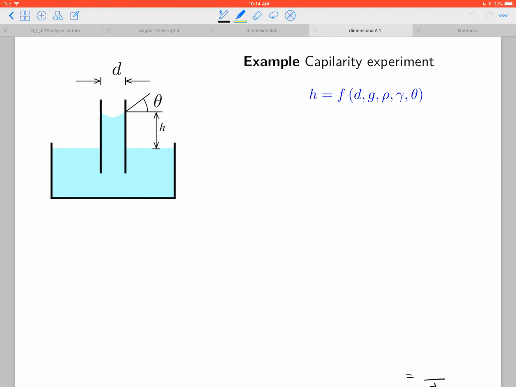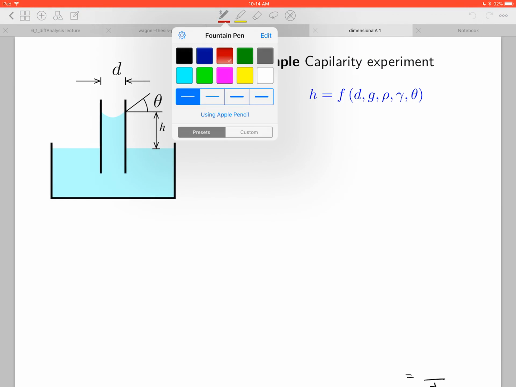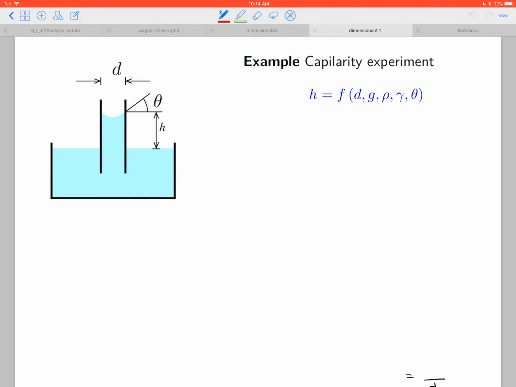In the capillarity example, we have a tube that is put into a fluid, and when we put the tube into the fluid, we find that the fluid actually rises up to some height h. Also, we can notice that there is an angle formed between the fluid and the wall of the tube. If the diameter of the tube is d, we would like to find a relationship between all these variables.